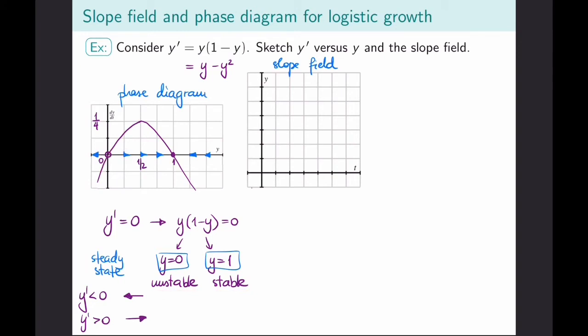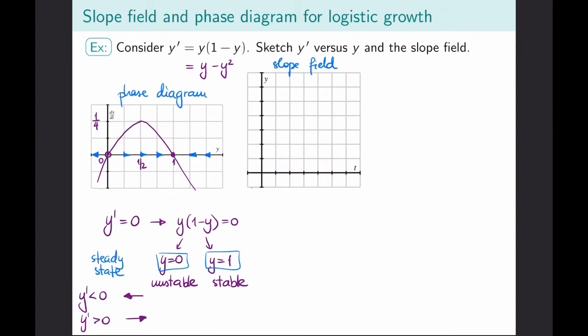The phase diagram is really useful for determining the stability of steady states, but it does not give me an idea of the shape of the solution. This is what the slope field is good for. Again, it is time consuming to do it by hand, and you might be able to find various graphing calculators that will construct slope fields for you from scratch, but we're going to do it by hand a couple of times just to get the hang of it.